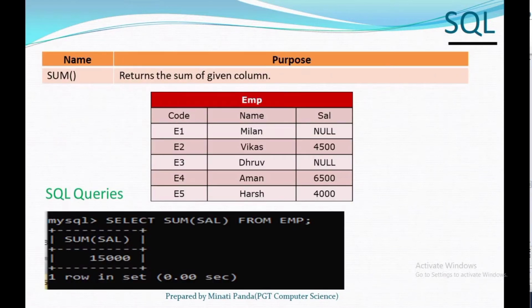SUM function will return the sum of a given column. Here we are calculating the sum of salary. To get the sum of salary, we have to write SELECT SUM(salary) FROM EMP. We will get the sum of salary of all employees. Here there are three values: 4,500, 6,500 and 4,000. If we add them, we will get 15,000.